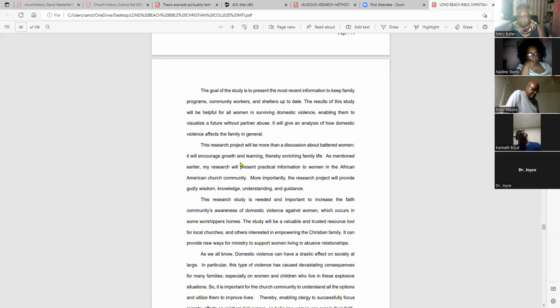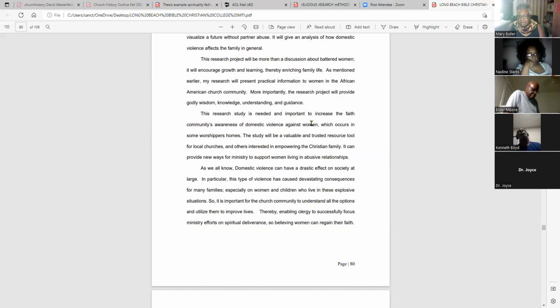The research study is needed and important to increase the faith community's awareness of the fact that the elderly are forgotten in these homes. When they first got in there, people said, oh, mother, I'm going to come and visit you, I'll come and see about you, I'm going to be praying for you. And then we forget them.